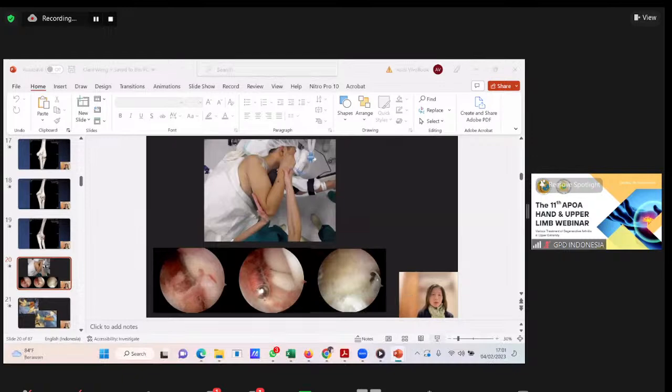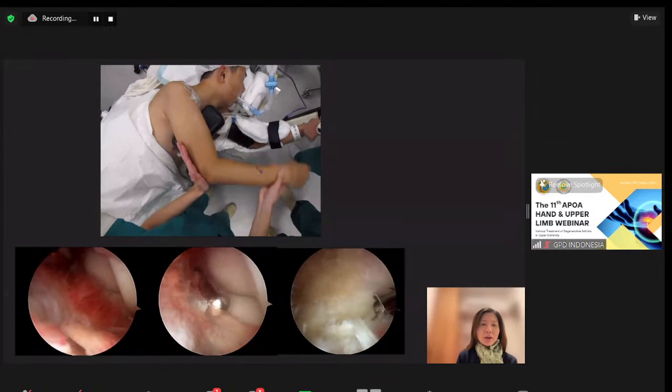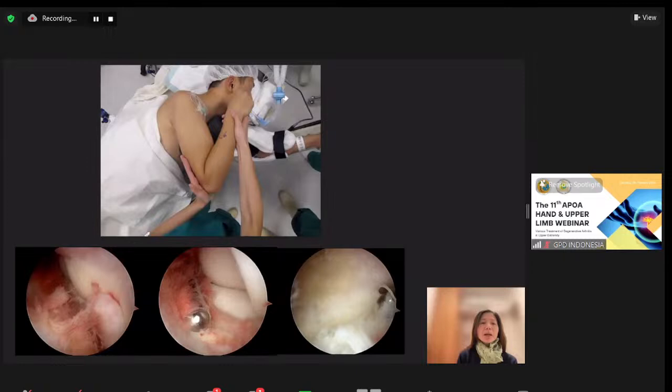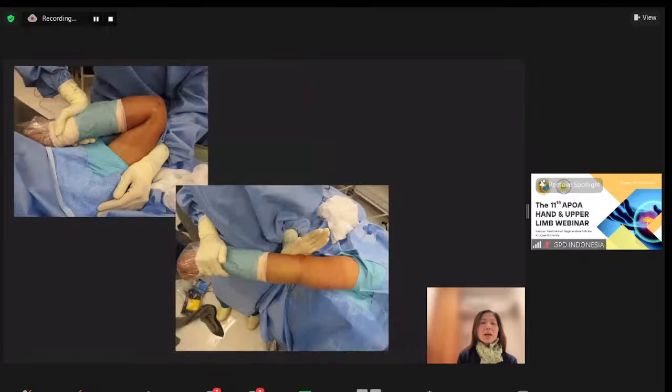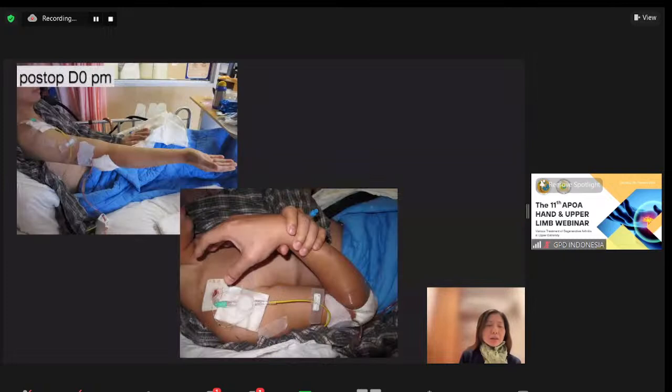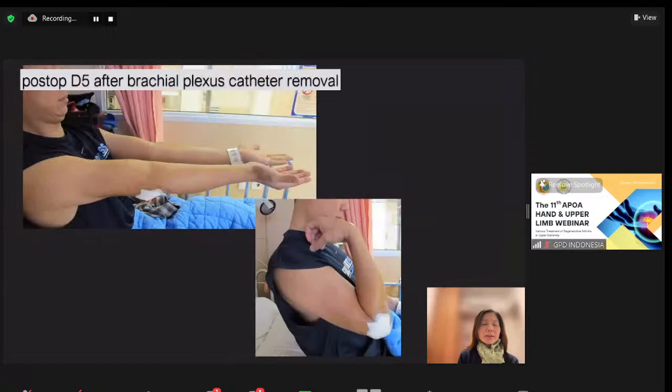The patient underwent an elbow arthroscopy, removed the synovitis, and removed the osteophytes. Inside the operation theater, he achieved full range of motion. This is his condition on the same day afternoon with good range of motion. This is his condition 5 days after the operation and after the brachial plexus catheter removal, he achieved full range of motion.